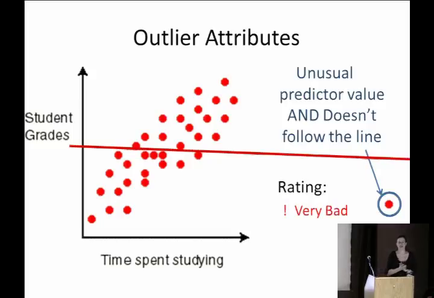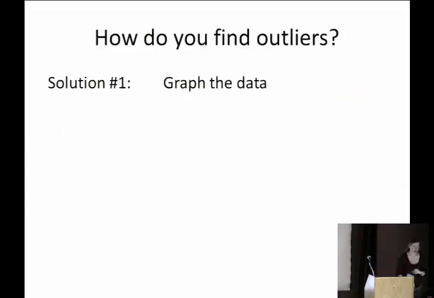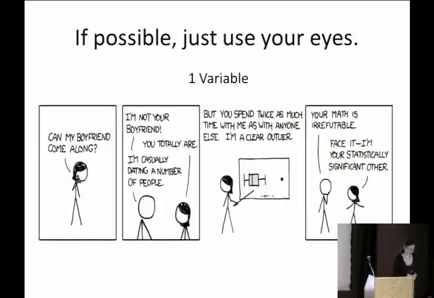So we don't like those. Those are the ones you have to be most careful about. All right, how do you actually go about finding them? Well, the easiest way to find them is just to graph the data, right? We've been looking at graphs. They're fairly easy to see, and we like that. So if you can, we can just use our eyes.